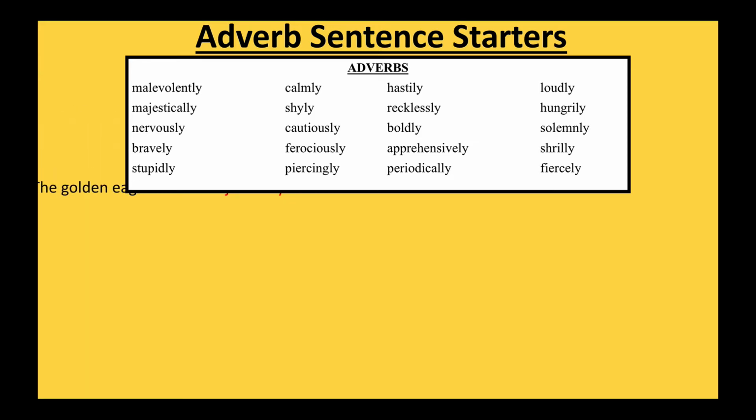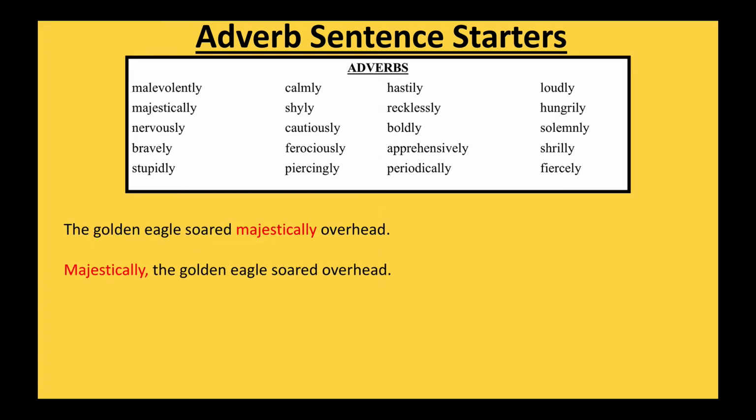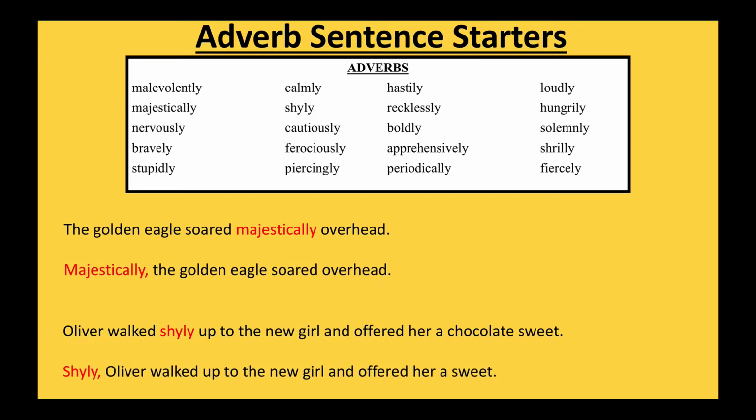Let's do another one. The golden eagle soared majestically overhead. Well, that obviously becomes majestically, comma, the golden eagle soared overhead. So easy. Oliver walked shyly up to the new girl and offered her a chocolate sweet. Good man, Oliver. Well done. Nice thing to do. Shyly, comma, Oliver walked up to the new girl and offered her a sweet. There you have it. Dead easy.